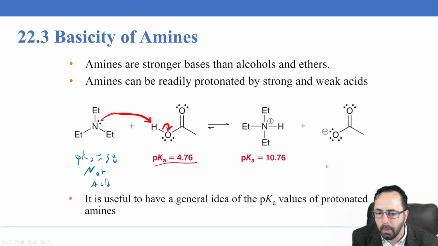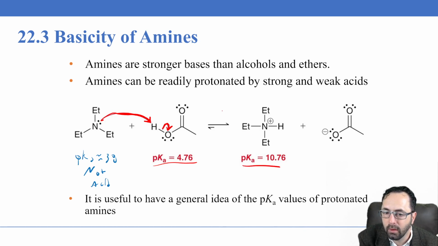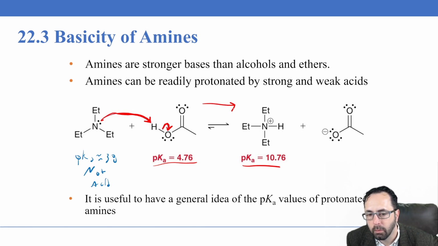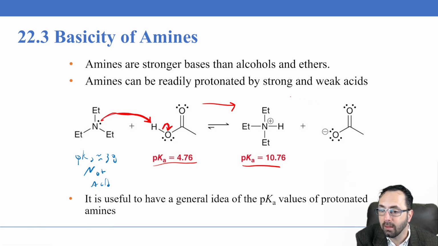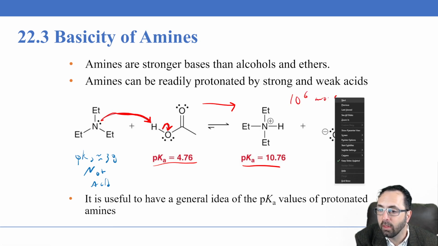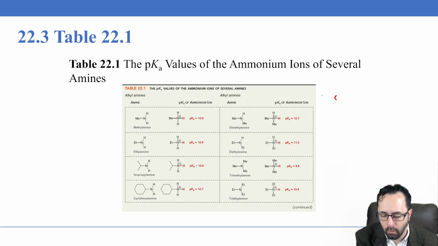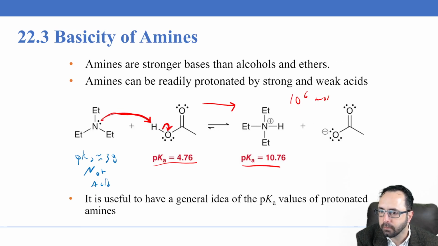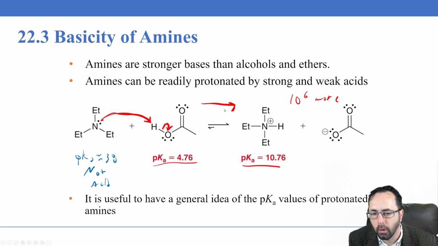Now, in terms of the equilibrium here, the carboxylic acid is far more acidic than the protonated amine, and so this equilibrium is going to favor the protonation of the amine quite significantly. The difference here is about 6, and so we'll have 10 to the 6th power more of this than what we have on this side. And so this will definitely favor the protonation of the amine.